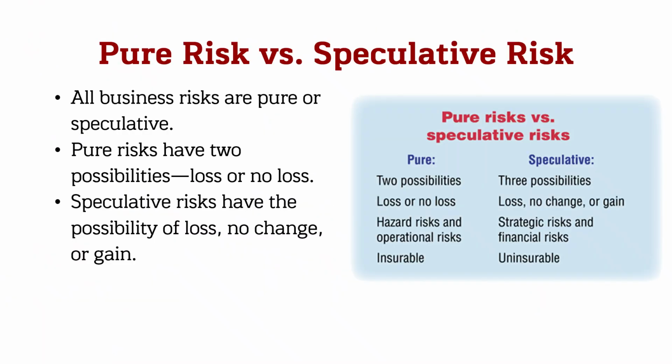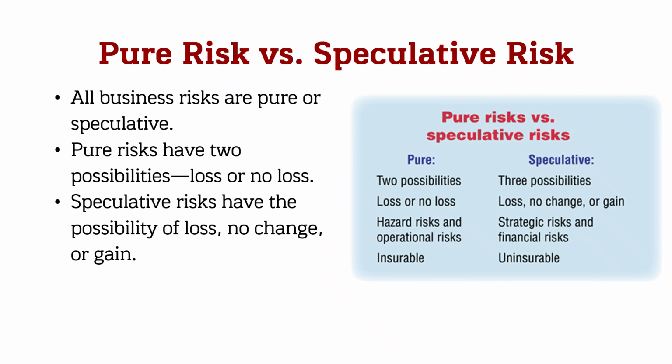Now, risk can be put into two categories when making a decision: pure risk and speculative risk. All business risks are either pure or speculative. Pure risk has two possibilities: loss or no loss. There is no gain in pure risk. And speculative risk is making a decision that has the possibility of a loss, of no change, or of a gain.